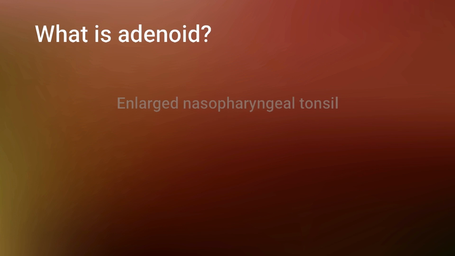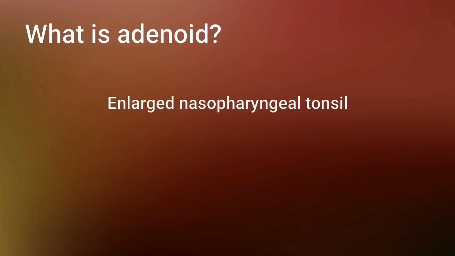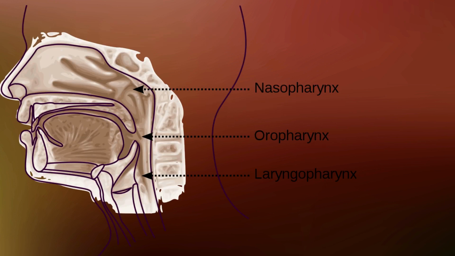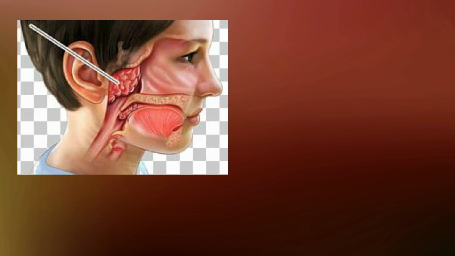Today I am going to talk about adenoid. First, to know what is adenoid. Adenoid is the enlarged nasopharyngeal tonsil. Nasopharynx is the upper part of the pharynx. When the tonsil at the nasopharynx is enlarged, it is called adenoid.